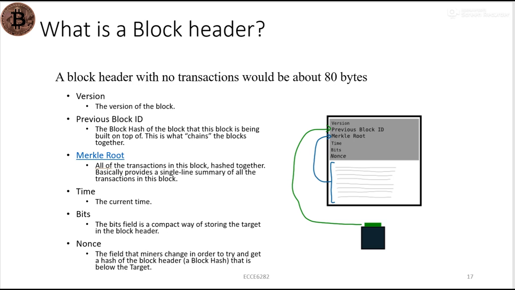Then Merkle root. This is a very important field in the block header. Merkle root is calculated where all the transactions inside the block are hashed together to form a single line of text, and all of the fields are unique, but it would be fair to think of this as the most significant part of the block header. We will discuss this Merkle root in more detail in the coming slides, how it is calculated and what is the significance of this Merkle root. Time is the current time, and then we have bits, that is related to the target, a value that a miner works with to try and add the candidate block to the blockchain. We will discuss this in the coming slides. And nonce is also a field related to this target. This is the field the miner will change in order to try and get the hash of the block header that is below the target. We will discuss it in more detail in the coming slides.